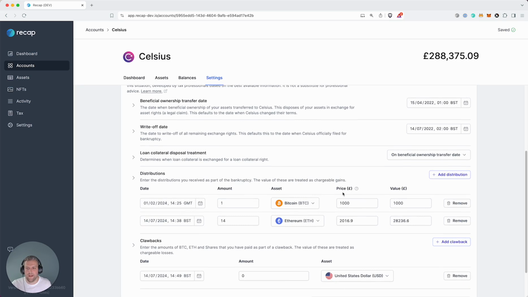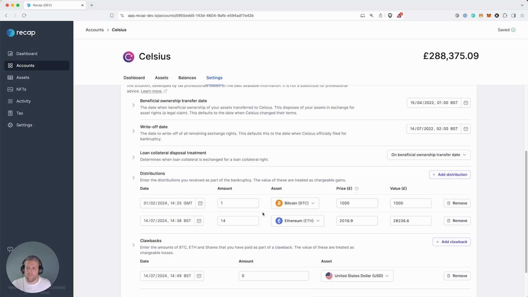The next thing is distributions. Here you need to enter all of your cryptocurrency distributions that you've received. For the majority of people in the UK, you will have got your distributions to your Coinbase account. So you need to go through your transaction history.